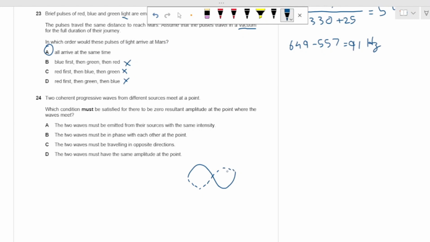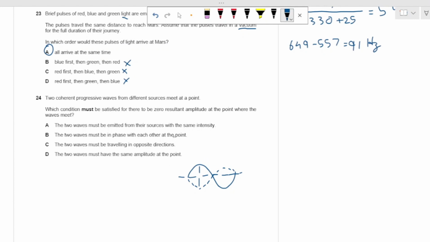There are usually two conditions. The two waves must be in complete antiphase, and most importantly, their troughs and crests must exactly line up. So those are the two conditions. Let's now look at the options.